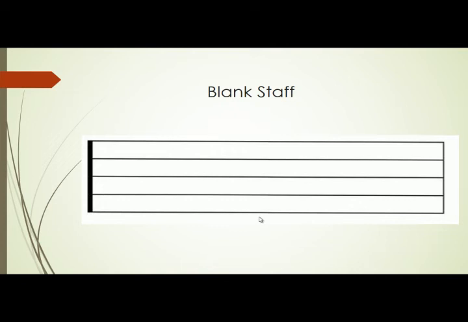As I said already last time, a staff is made up of 5 lines: 1, 2, 3, 4, and 5. Five lines and 4 spaces. Remember, we've got space 1 here, space 2 here, space 3 here, and space 4. So this is a staff, but it's a blank staff.